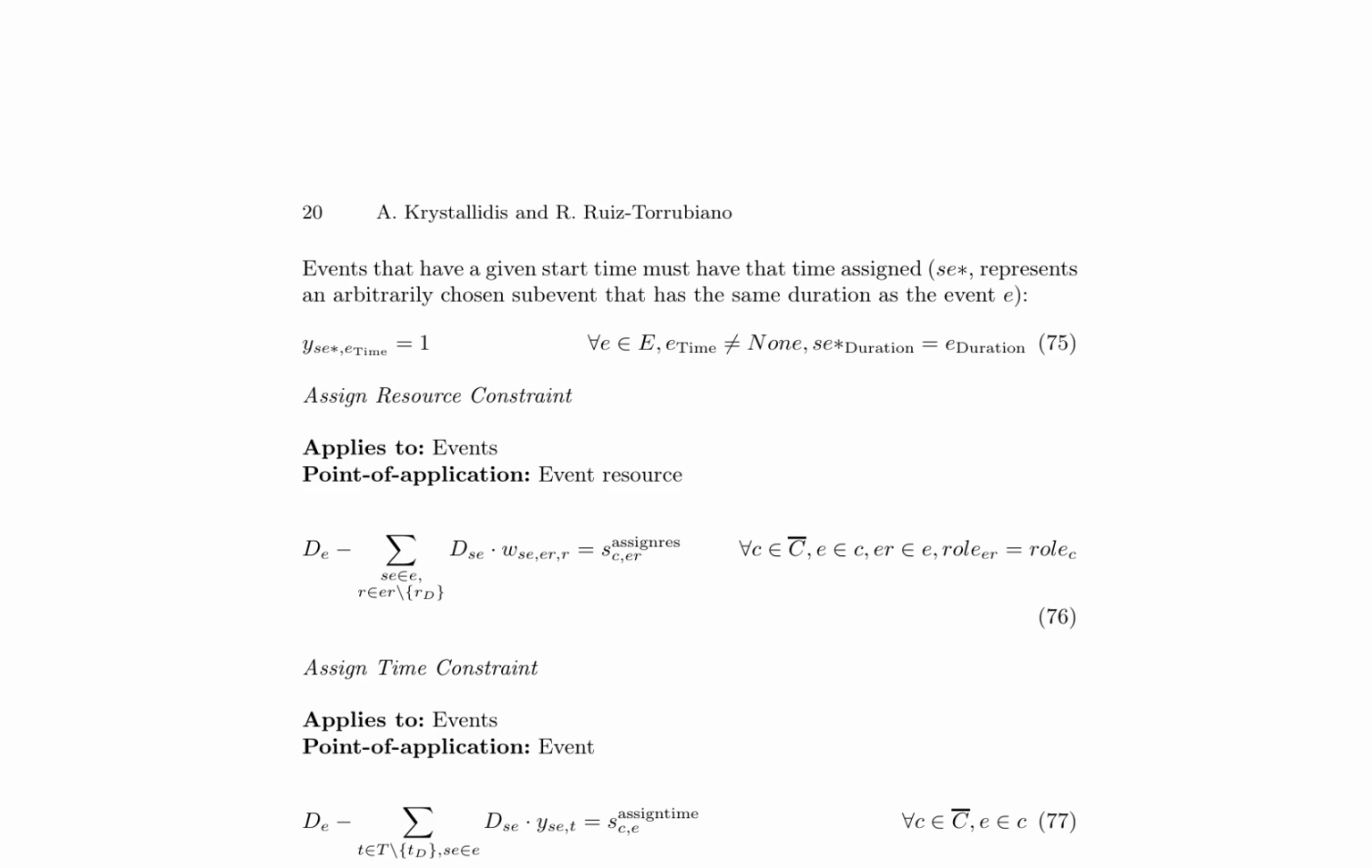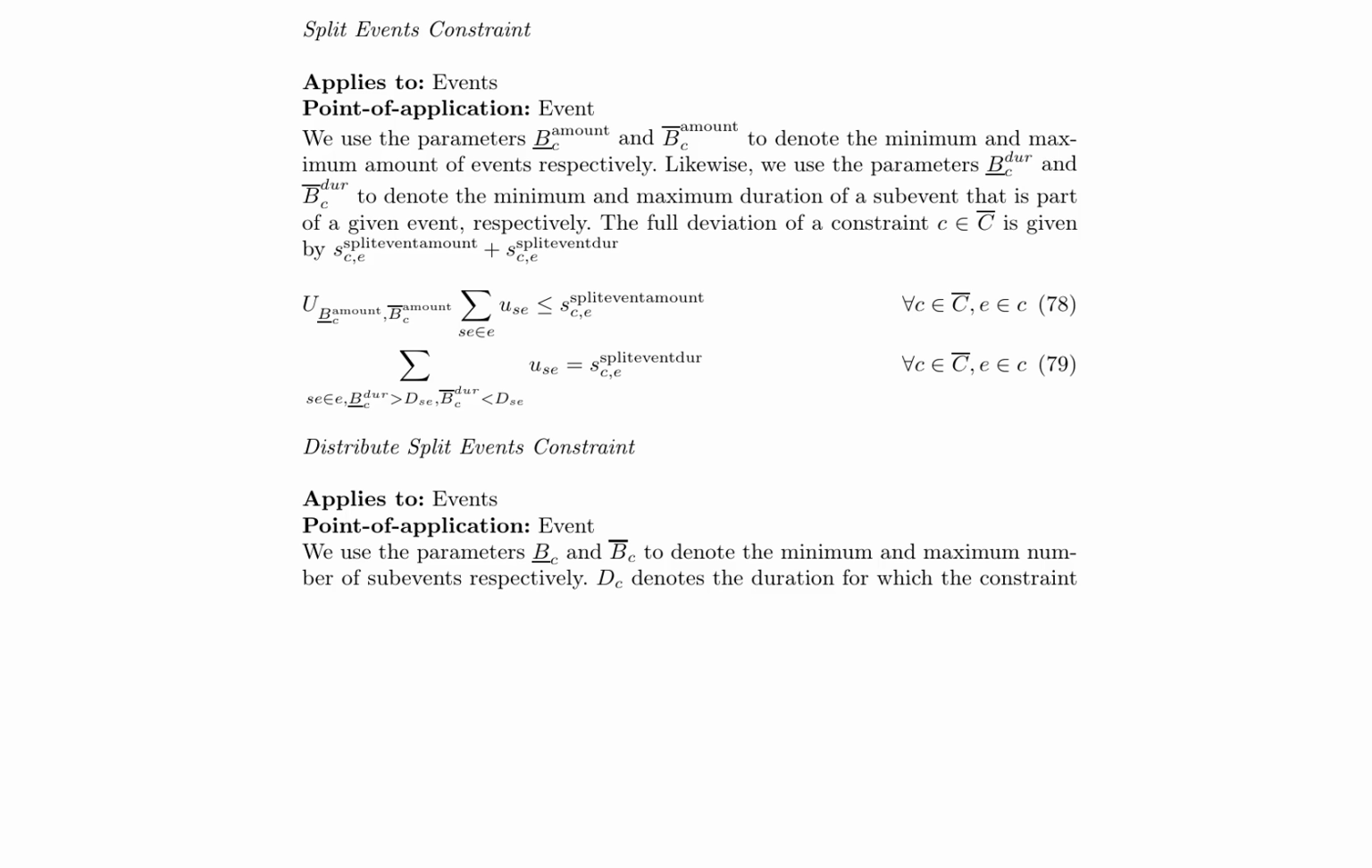The paper then presents a series of constraints and equations that aim to allocate resources and time efficiently for various events, categorized as link variables, assign resource, assign time, split events, and distribute split events. These constraints utilize parameters such as bamountc, bamountsid, bdirc, and bdirc to control the number of subevents and their durations within an event. The distribute split events constraints aim to distribute the subevents evenly across the available time slots, using parameters BC, BCT, and DCT.